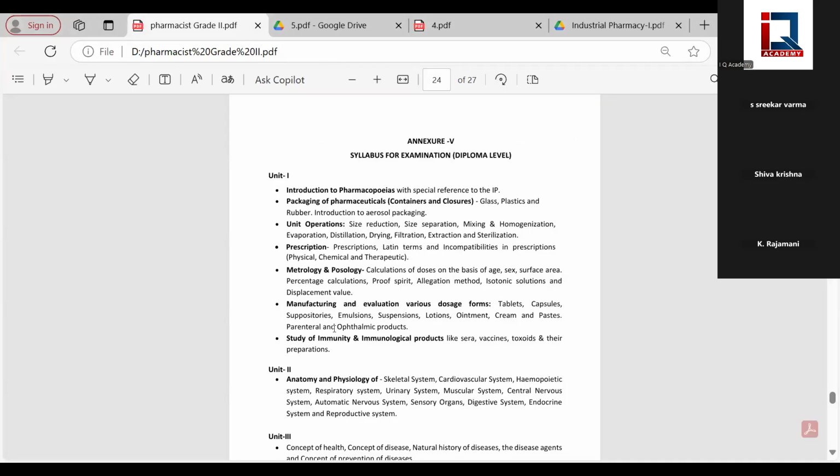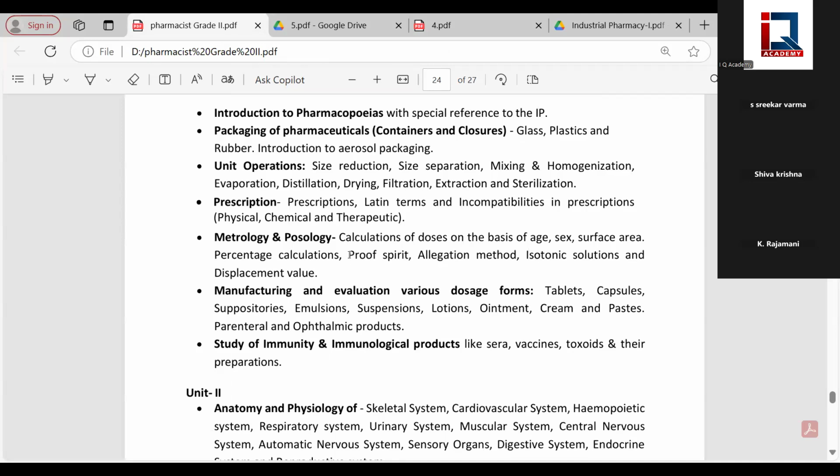So coming to the syllabus, just have a look. We have done with the pharmacopoeias. We have done with the calculation part. We have done with all the unit operations. We have done with the prescription handling and errors. We have done with the three types of incompatibilities. We have done with the posology and child dose calculations. And now we have two important parts left.